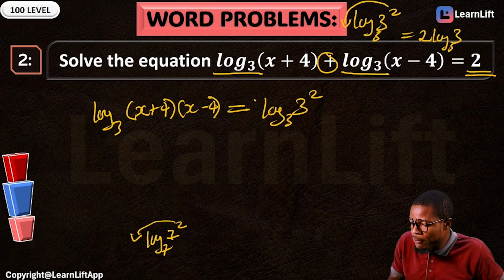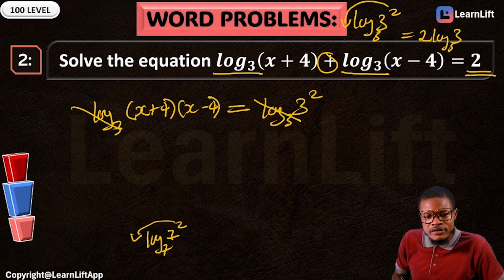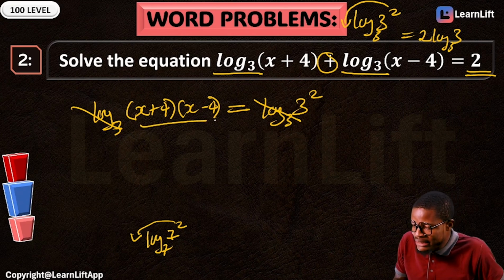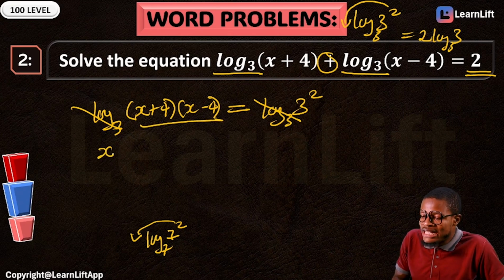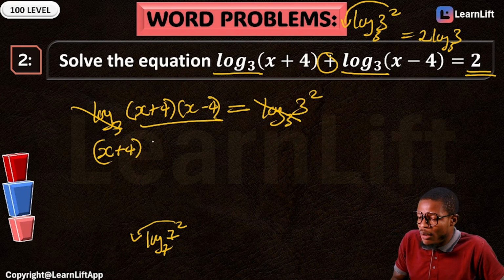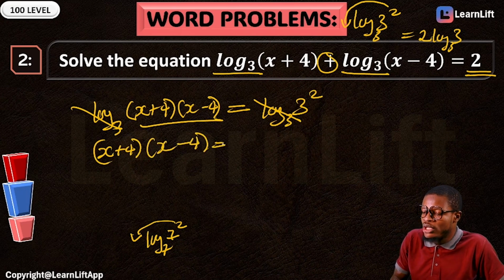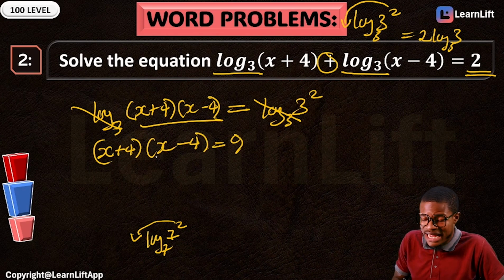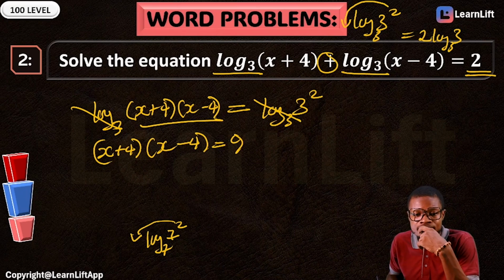Now, what do we add to this, very quickly? Log base 3 can cancel out log base 3. If the two of them cancel each other, expand this for me. What is it going to give us? x plus 4 into x minus 4 is going to give you, what's your 3 squared? 9, right? Yes, 9 is what we're going to have.